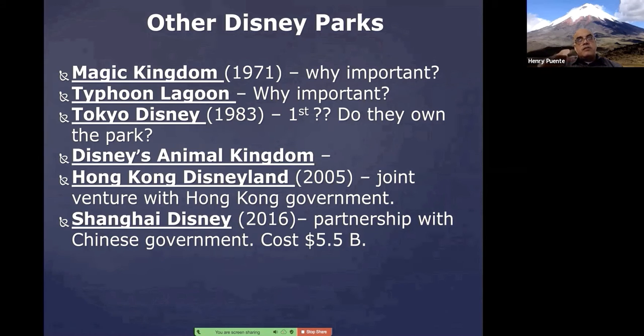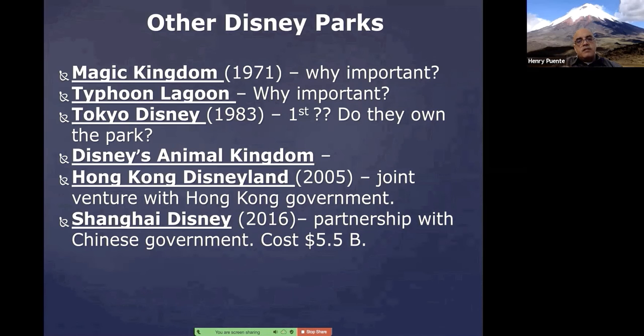Tokyo Disney. Tokyo Disney was essentially Disney's first venture outside of the United States. And they do not own the park. So essentially what Disney did was license the themes and the characters, so it looks like Disneyland. They own the themes, the characters and the merchandise, and I'm sure they make some revenue share with the owners. So again, they license the themes, the characters, the rides, but they do not own the park.